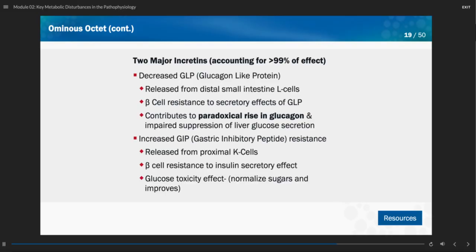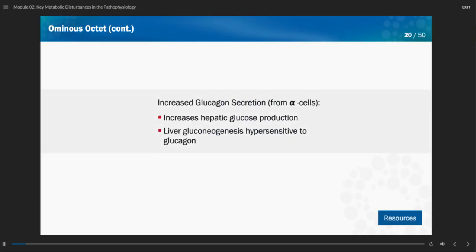There's also an increase in the gastric inhibitory peptide resistance. It's released from the K cells, and this resistance means that the beta cells are more resistant to insulin secretory effects, and there's a glucose toxicity effect. Another piece of this is, of course, the glucagon.